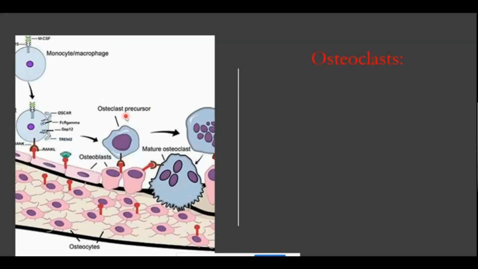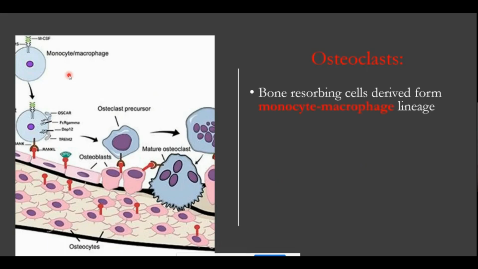So let's see what these osteoclasts are. Osteoclasts are derivatives of monocytes or macrophages, okay? So they are from the lineage of monocyte and macrophage. First, they form the osteoclast precursor, and eventually they form these giant cells which have multiple nuclei, and that's why they're called multinucleated giant cells, and it could be between 4 to 20 in number.